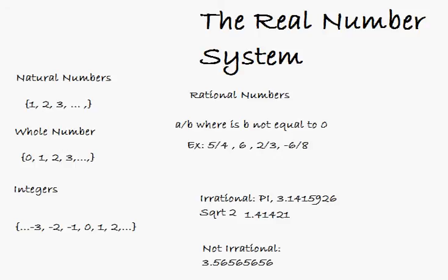I showed an example that is not irrational that some people may consider would be, so 3.565656. What makes it not irrational is that it doesn't have an infinite non-repeating decimal; the 5, 6 continues on and on and on. That would be considered rational, because if you converted that to a fraction, I don't really know what it is, I didn't look into it, but it would be a number expressed as a over b.